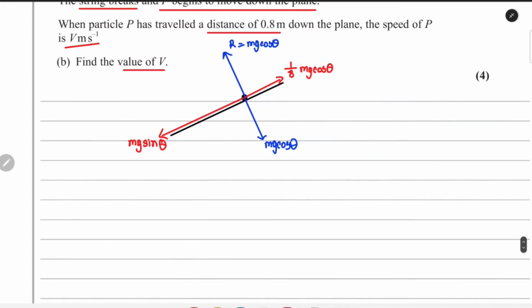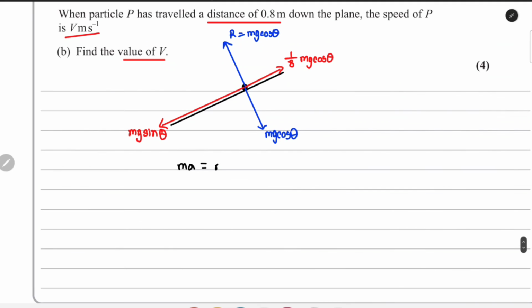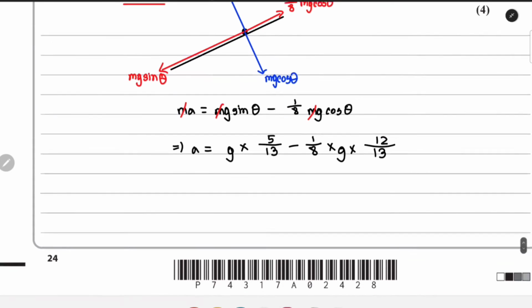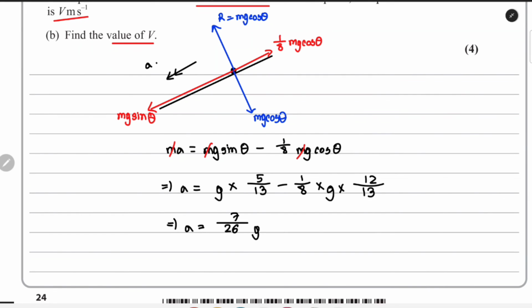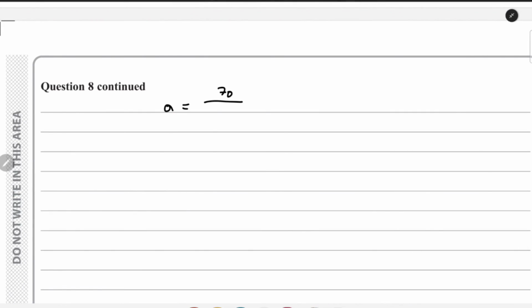We are using this to find the acceleration at first. So the mass of P is m, so ma equals mg sin theta minus 1 by 8 mg cos theta. We can cancel out the m, so the acceleration will be g into 5 by 13 minus 1 by 8 into g into 12 over 13. So acceleration will be 7/26 g. This is the acceleration of the particle. Now we know the acceleration to be 7g/26.